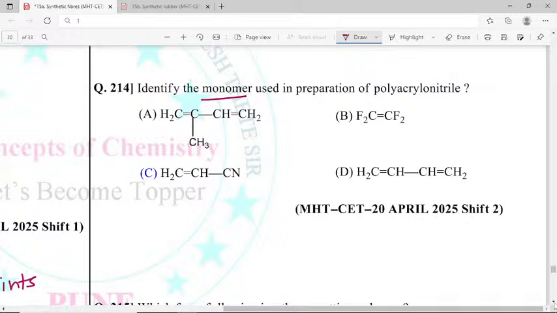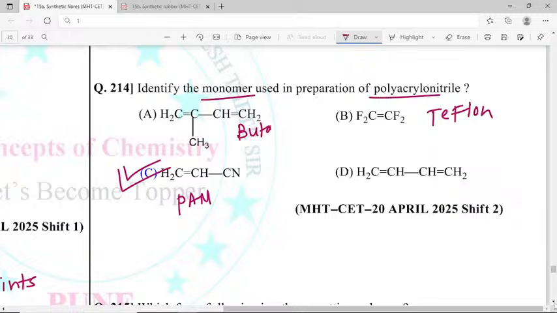Identify the monomer used in preparation of polyacrylonitrile. This is the polyacrylonitrile, called PAN. So this is your answer, PAN. CF2=CF2 is Teflon. This is butadiene.